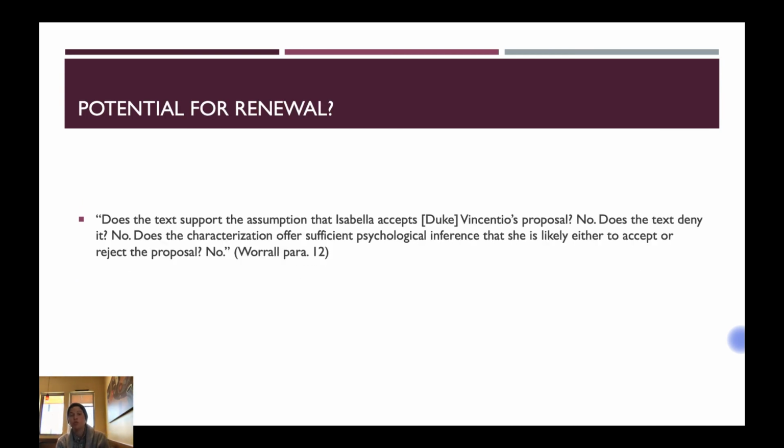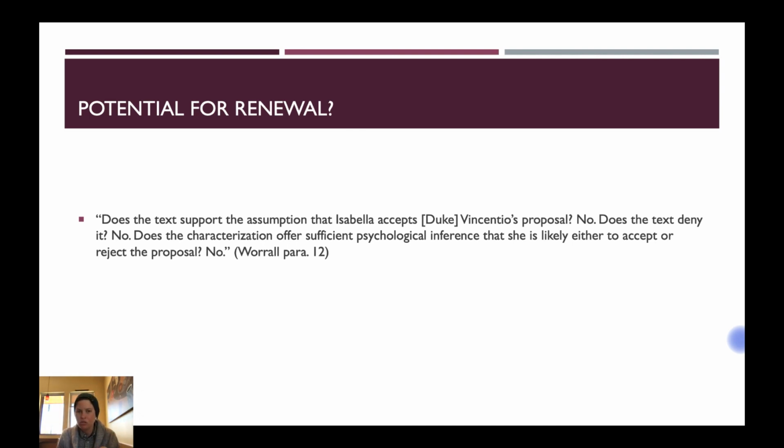So the potential for renewal. Worrall asks us a few questions. He says, does the text support the assumption that Isabella accepts Duke Vincentio's proposal? No. Does the text deny it? No. Does the characterization offer sufficient psychological inference that she is likely either to accept or reject the proposal? No. So all of these ideas of Vienna getting a new mother, right? We don't know. So the potential for renewal is there, but is that actual renewal there? There's no actual answer for that.